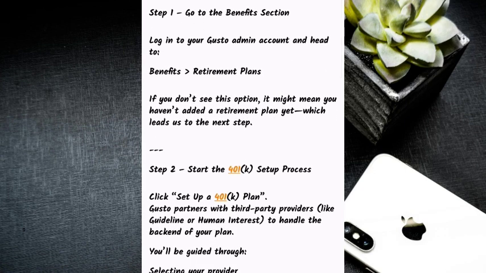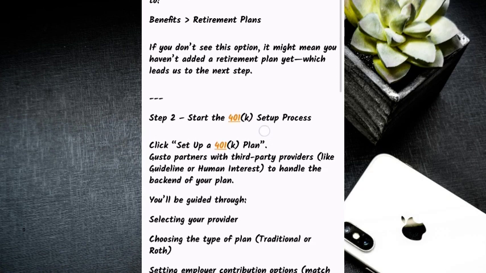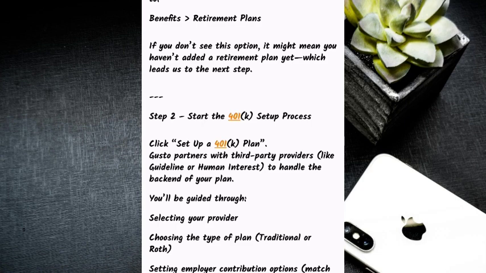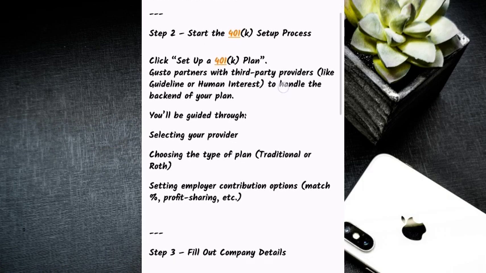Step 2. Start the 401k setup process. Now just click set up a 401k plan. Now Gusto partners with third-party providers like Guideline or Human Interest to handle the back end of your plan. Now you'll be guided through a couple of processes, such as selecting your provider, choosing the type of plan, certain employer contribution options and such.